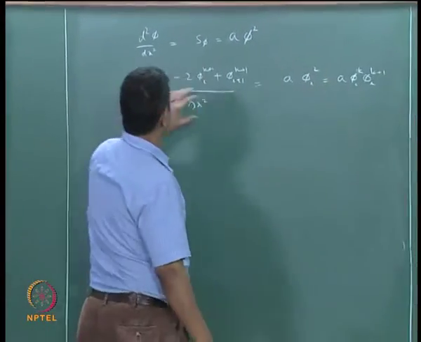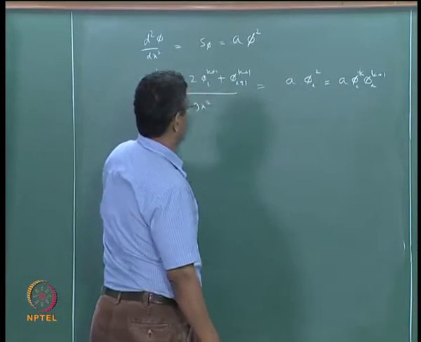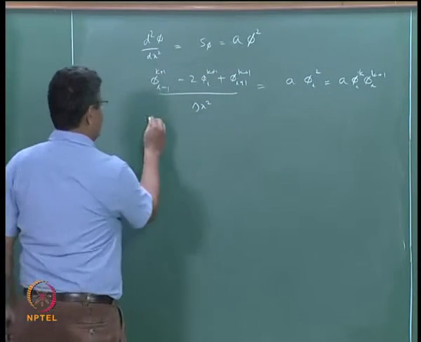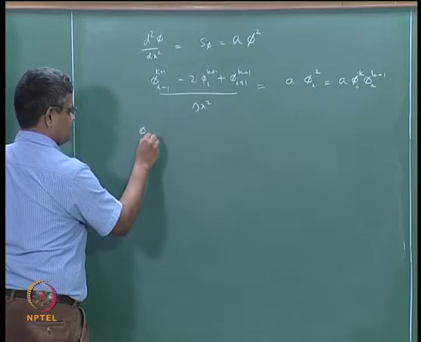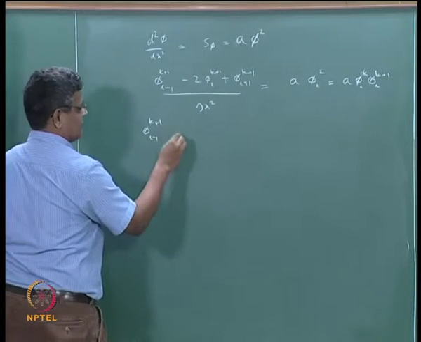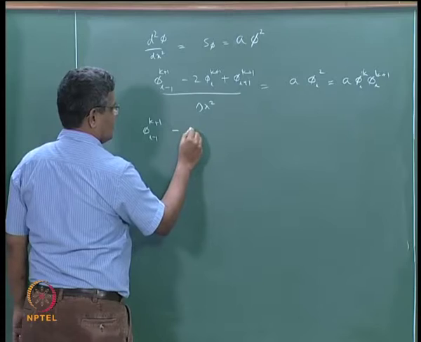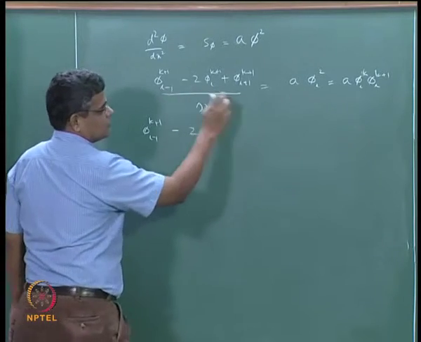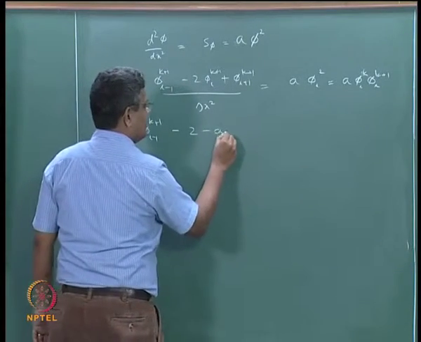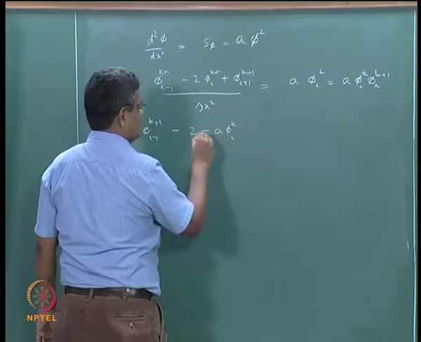If we do that, then we can bring this to the left hand side, and we can say that phi I minus 1 k plus 1 minus 2 minus a phi I k.